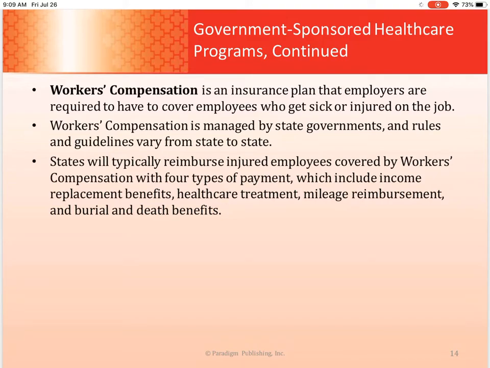States will typically reimburse injured employees covered by workers' compensation with 4 types of payment, which include replacement benefits, healthcare treatment, mileage reimbursement, and burial and death benefits.